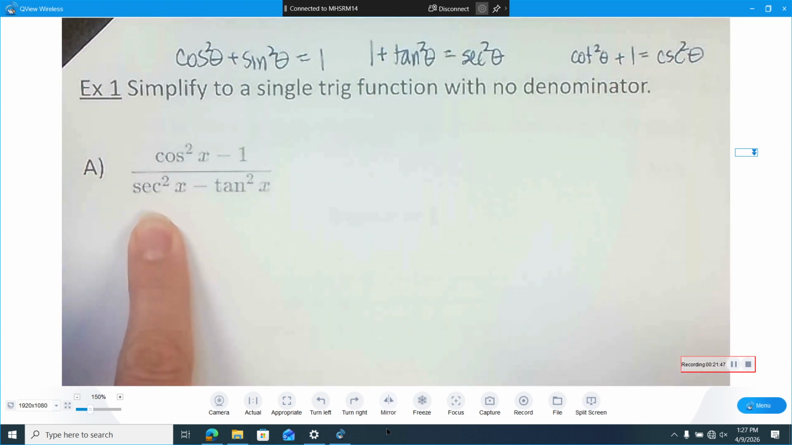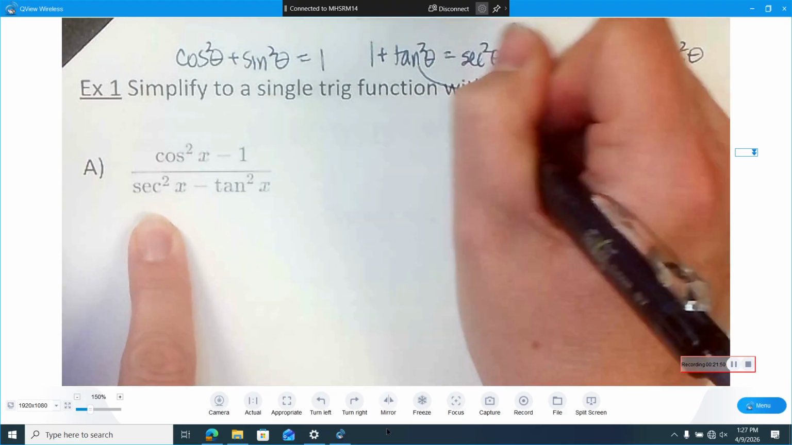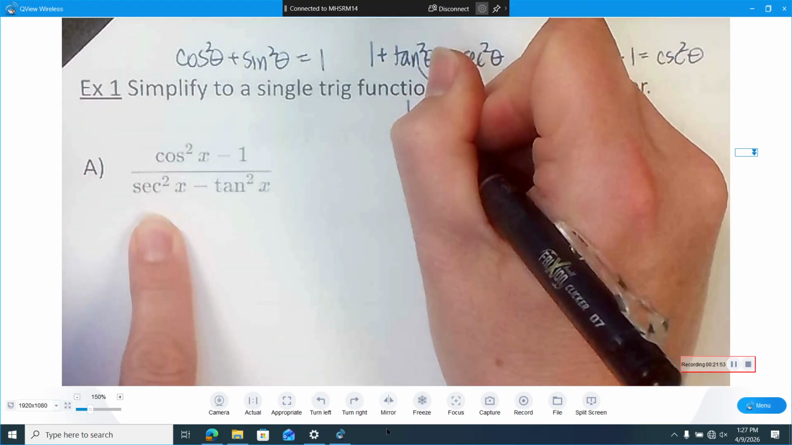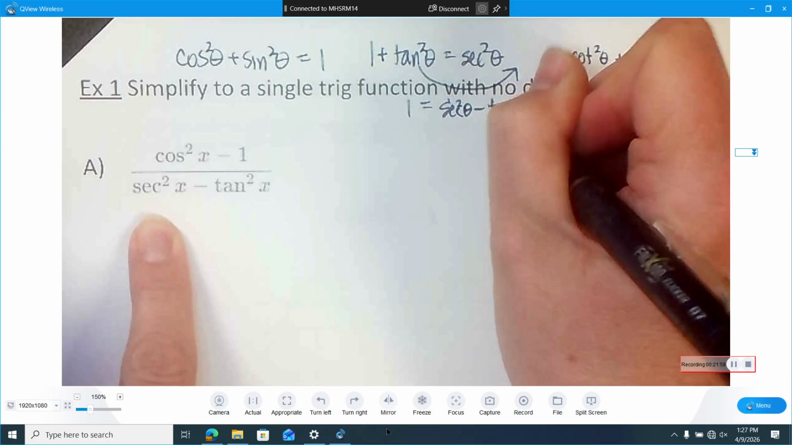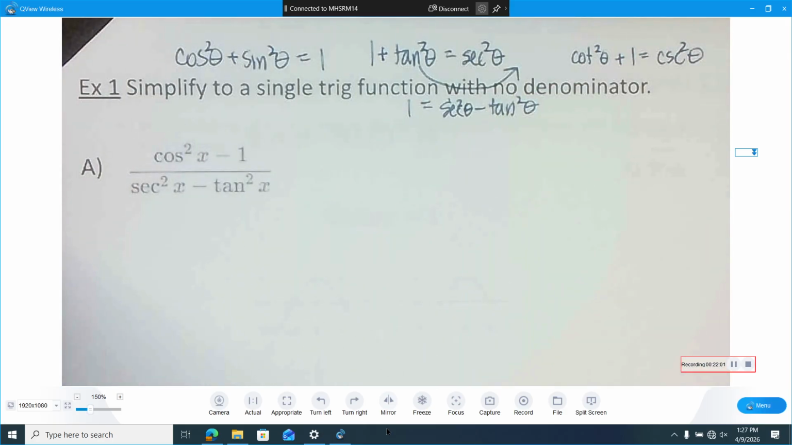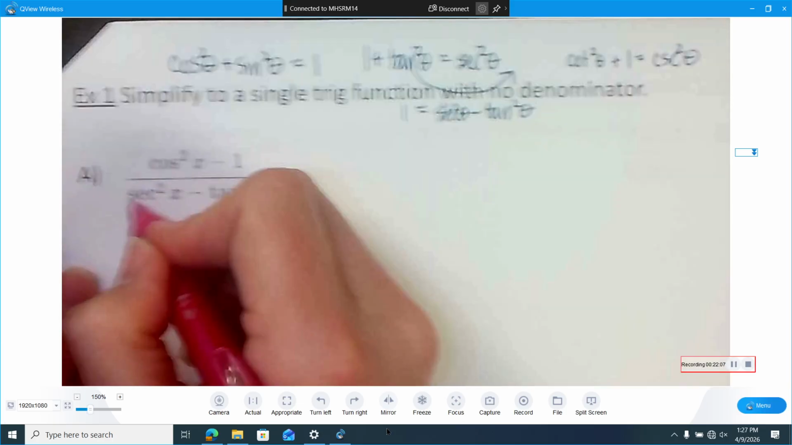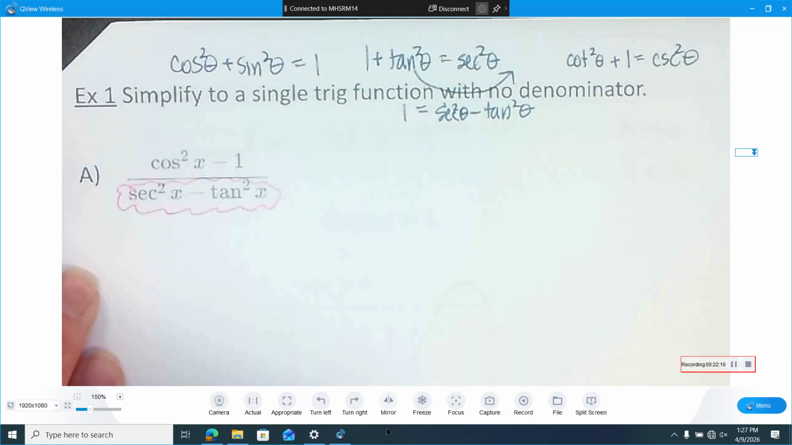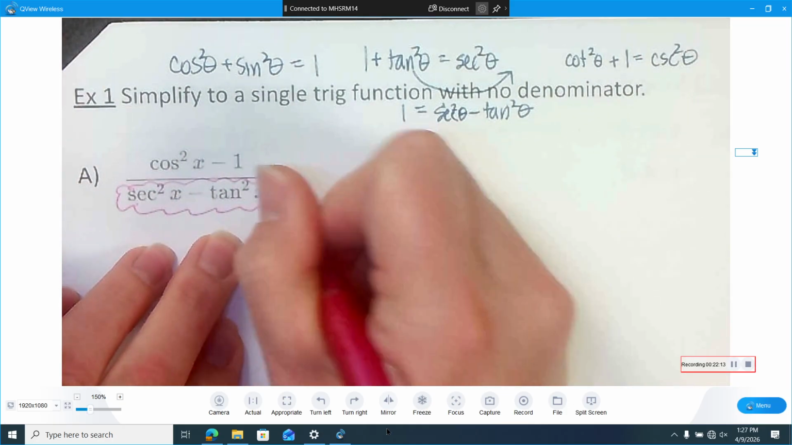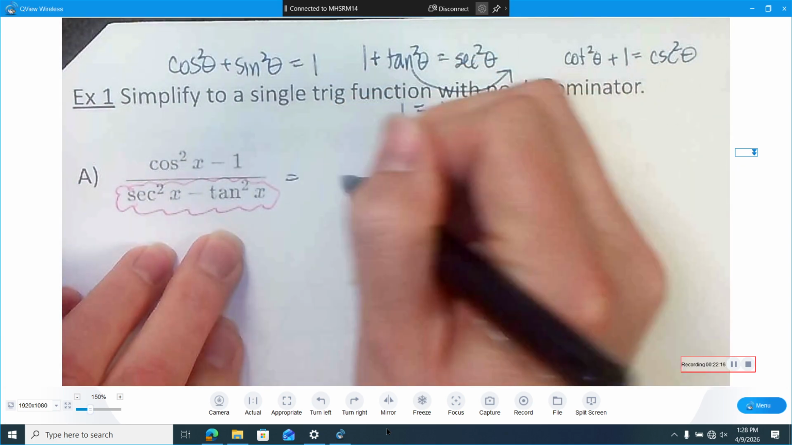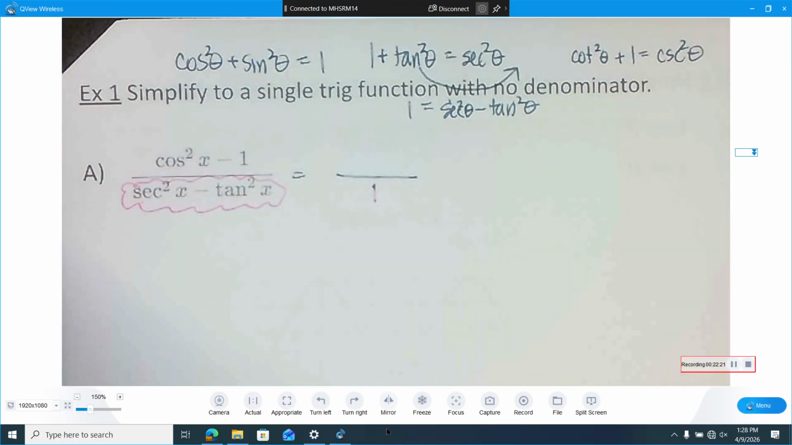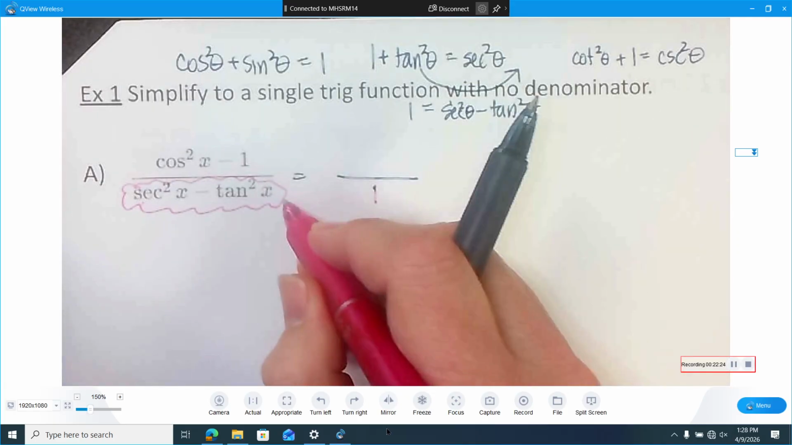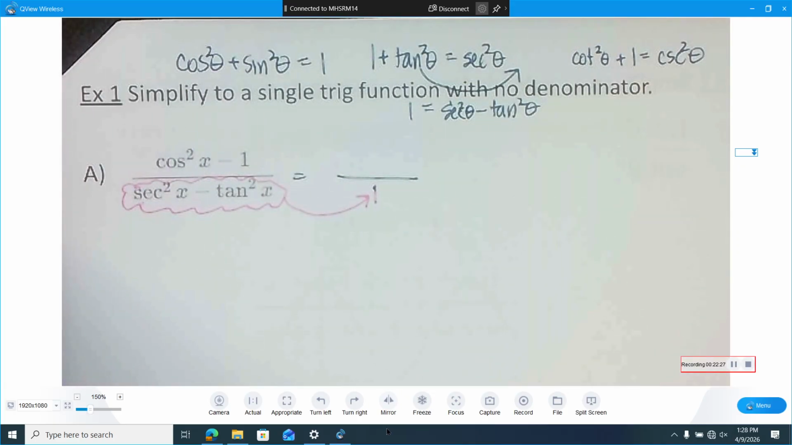It is equal to 1. Why? Because if I move that tangent over there, that gives me 1 equals secant squared theta minus tangent squared theta. But I can replace theta with x. It doesn't matter what I use. So secant squared theta minus tangent squared theta is really just equal to 1. So that whole thing just gets replaced with a 1. It is identical to a 1. Boy, that cleaned up pretty good, didn't it?